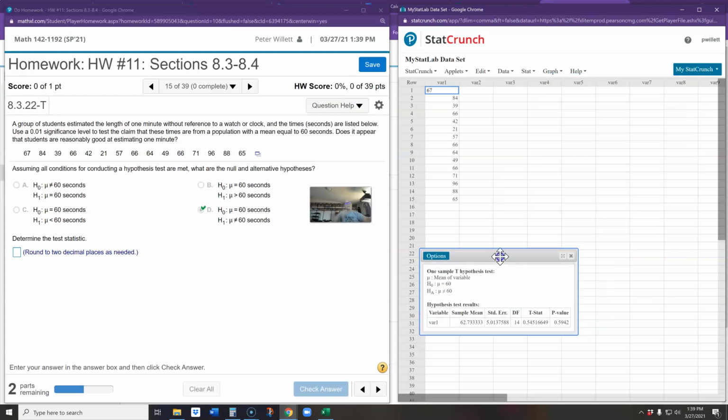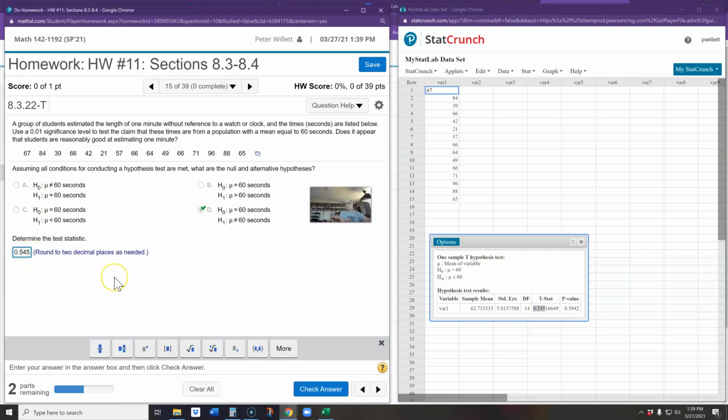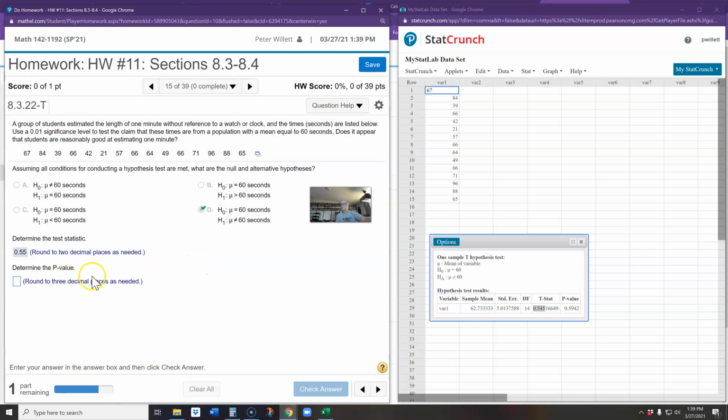So here are the results of our test. The test statistic is the t statistic. Since we used a t distribution, we're supposed to round that to 2 decimals. That's going to be 0.55 to 2 decimals. So then it says determine the p-value. That's also done by StatCrunch, and they want that to 3 decimals. Don't have to round this one off, it looks like.